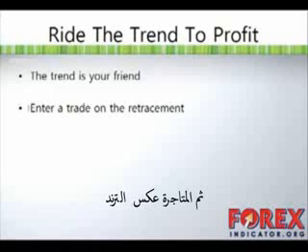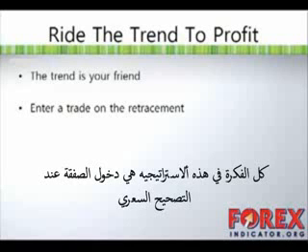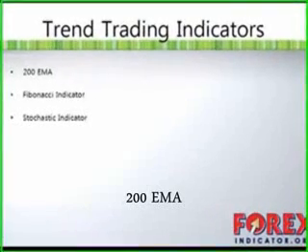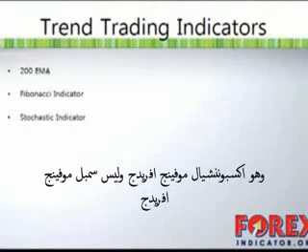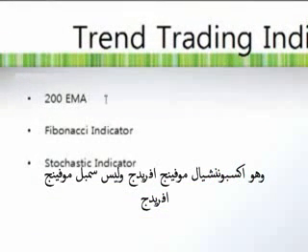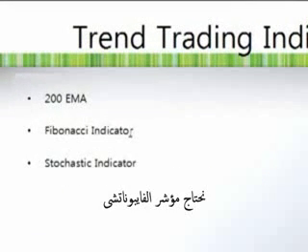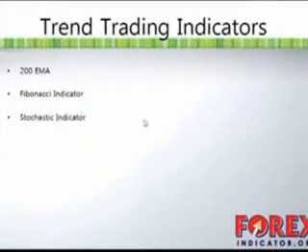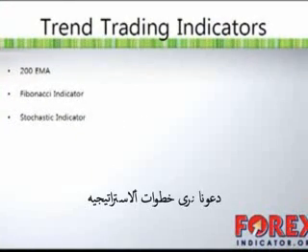So the whole idea of this strategy is to enter a trade on the retracement of the price. Let's go through the indicators that we need. First, you need the 200 EMA, which is the 200 exponential moving average, not the simple moving average. You need the Fibonacci indicators, and you need the stochastic indicator. For the stochastic indicator, just set the default setting of 5, 3, 3, and that will do. So let's go through the steps to trade this strategy.